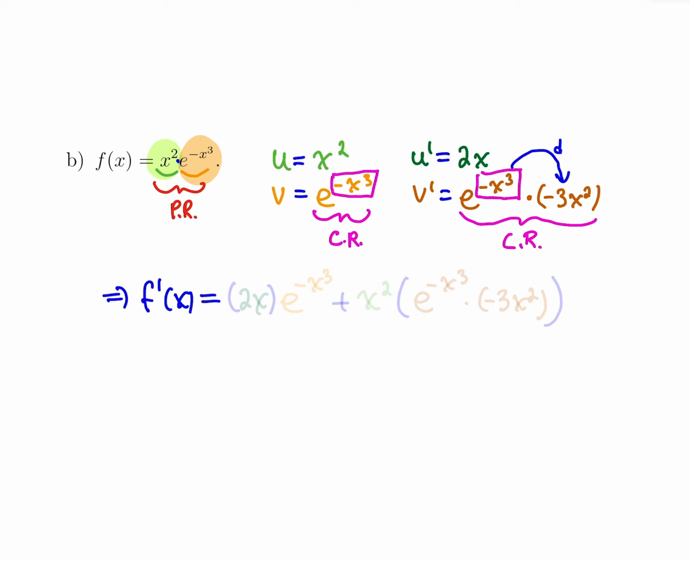Now we're using u prime, so 2x times v, e to the minus x cubed untouched, plus u untouched, so x squared, times v prime, let's put it in a bracket, e to the power of minus x cubed times minus 3x squared. And that's the result of that product rule. But yes, in the computation of v prime, that's where we use a chain rule.